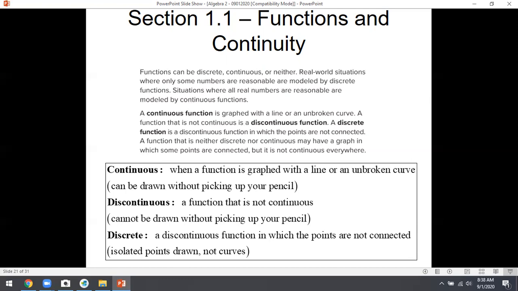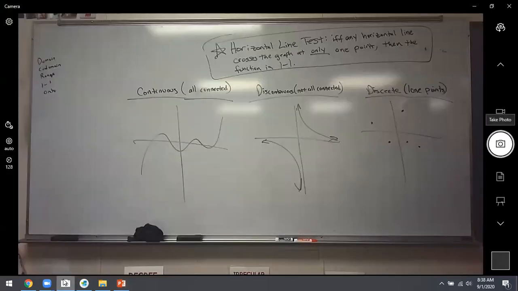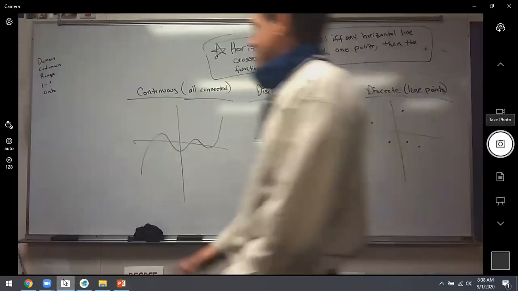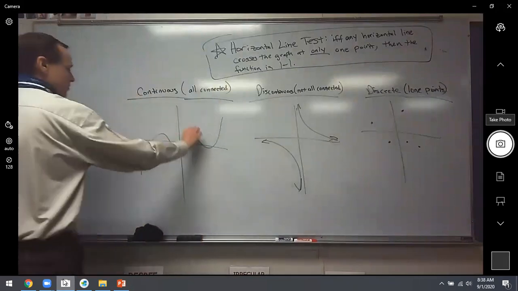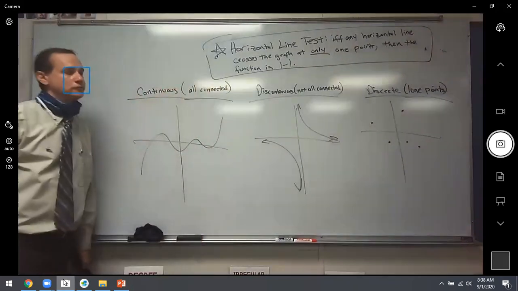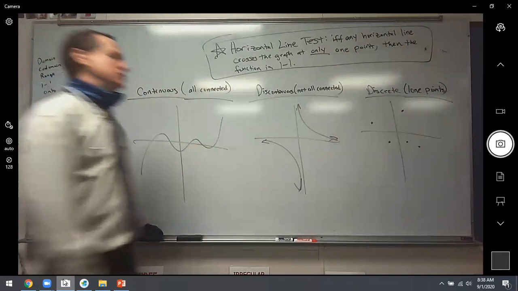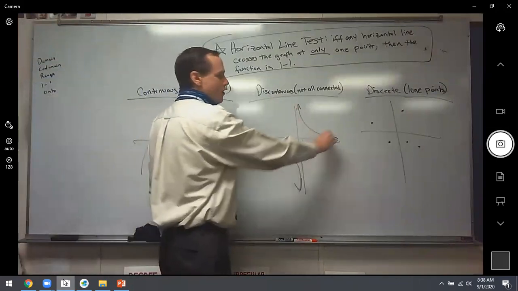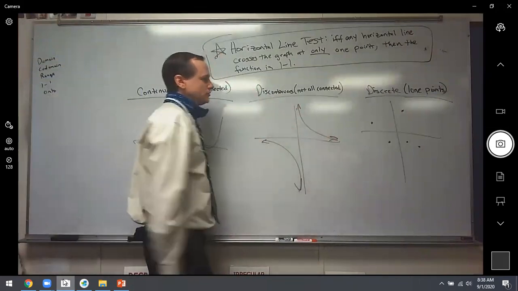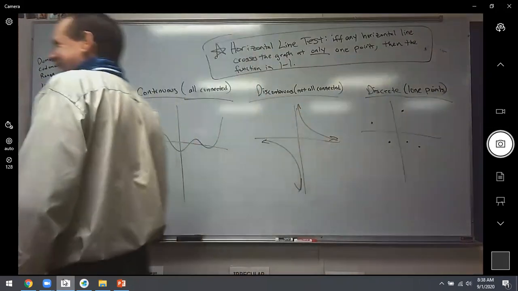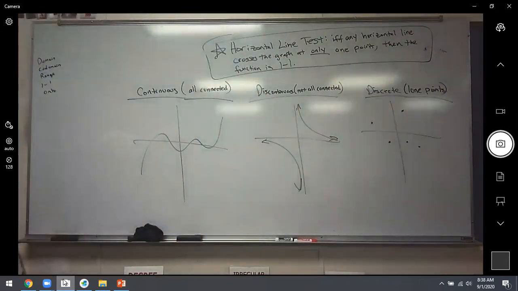Those of you at home, there is the picture of what a continuous graph looks like. Nice and smooth. You can draw it without picking up your pencil. It's all connected. Discontinuous, still pretty smooth, but you do have to pick up your pencil to do it. And discrete, isolated points there.